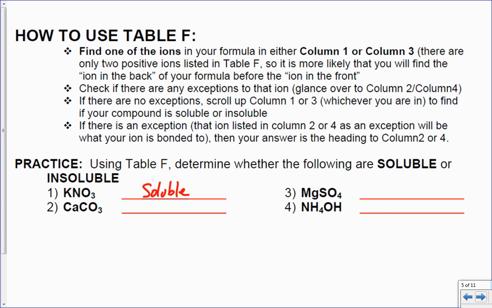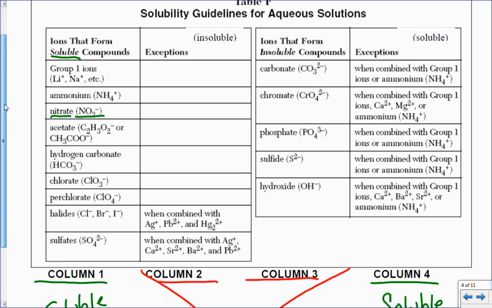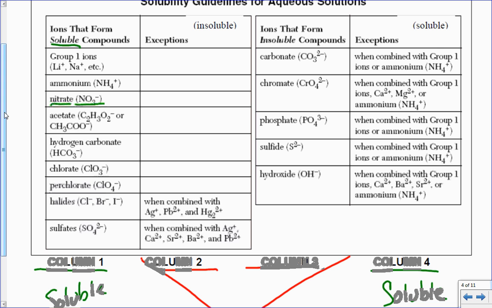CaCO3. Now, we all know that CO3 is going to be the negative carbonate. Okay, we've learned table E. We're going to get very good with table E. Let me fly back to this piece. Where do I see carbonate? CO3. Oh, here it is. Carbonate. All carbonates are insoluble except with a group 1 metal or ammonium.